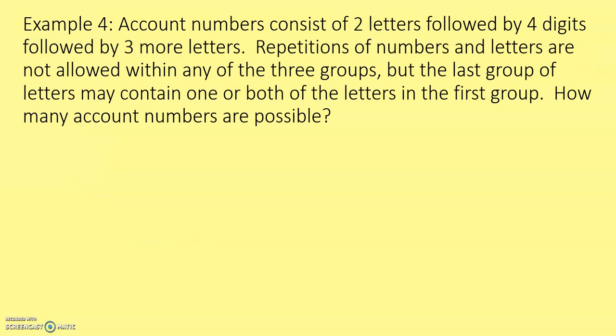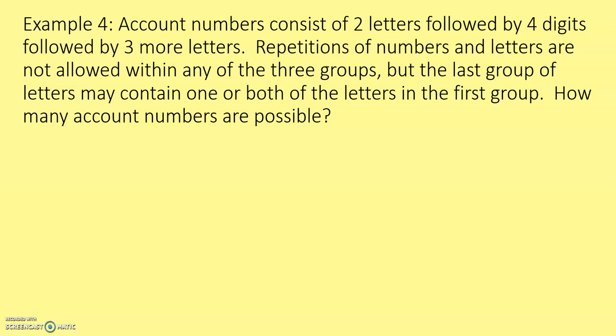Example 4. Account numbers consist of 2 letters followed by 4 digits followed by 3 more letters. Repetitions of numbers and letters are not allowed within any of the 3 groups, but the last group of letters may contain one or both of the letters in the first group. How many account numbers are possible?